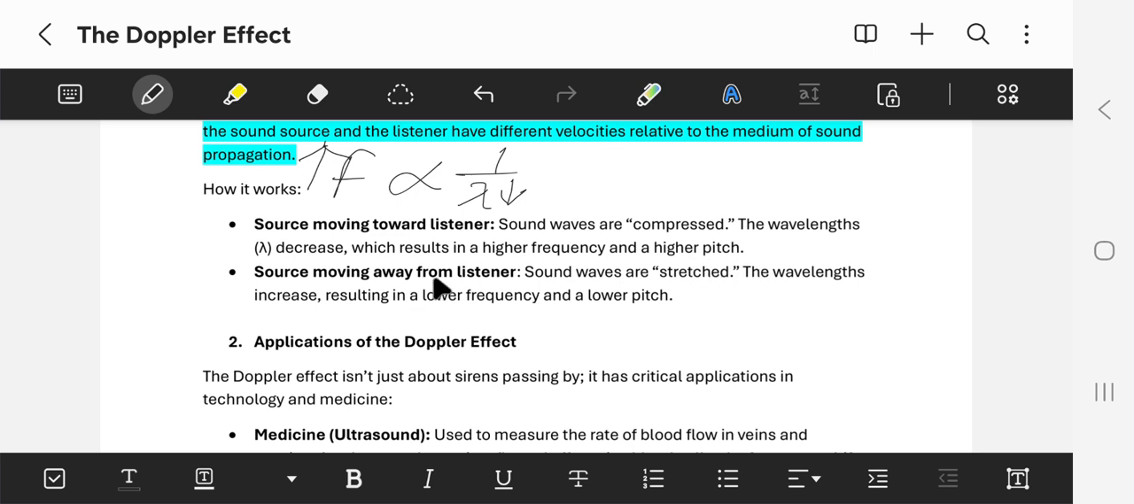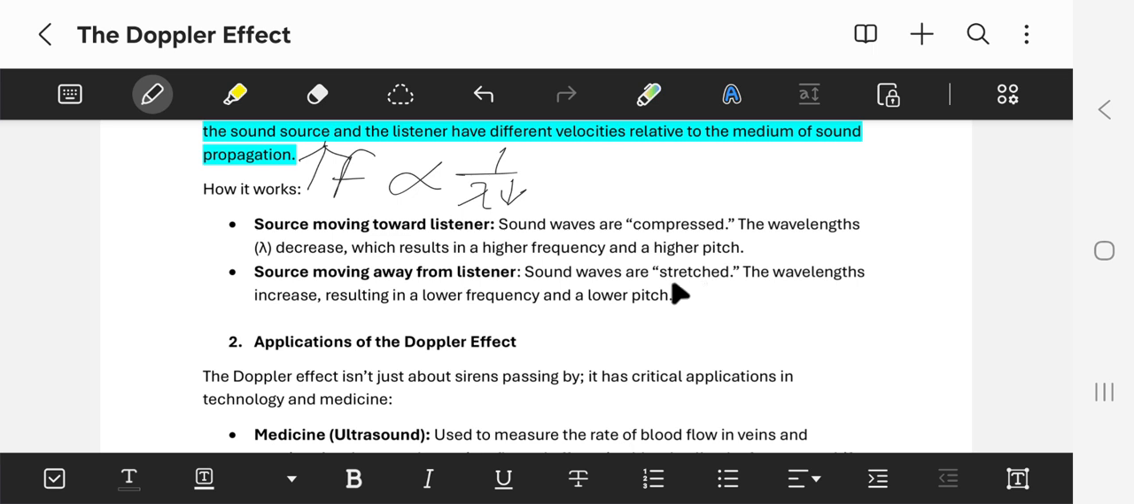And then we will have another situation whereby now the source moves past the listener and away. So the source will be now moving away from the listener. In that regard, our sound waves are going to be stretched.